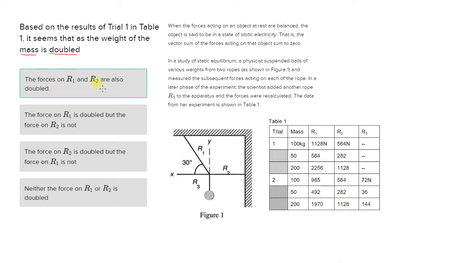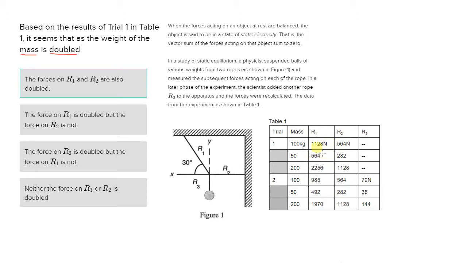The forces on R1 and R2 are also doubled. So when we double the mass, the forces on those two ropes, R1 and R2, are also doubled. So if that's true, anywhere that we see the mass doubling, so from 50 to 100 or from 100 to 200, we should also see the forces in R1 and R2 doubling. So if we look at this, we see that is happening.